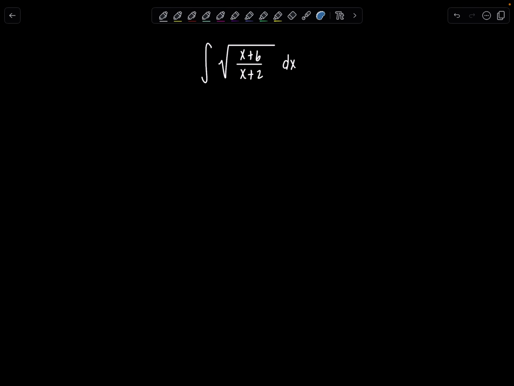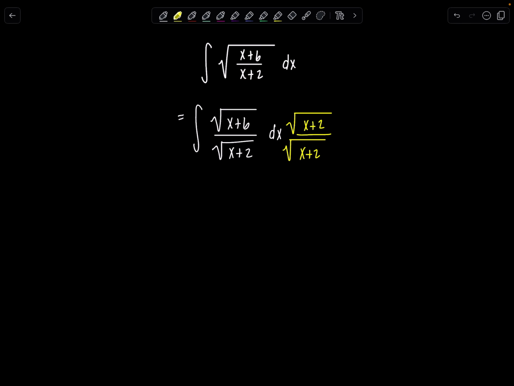So here's my response. Okay, in order to get the ball rolling, the first thing I did was split the radical between the numerator and denominator. That's totally legal. We can rewrite this as square root of x plus 6 over square root of x plus 2 dx. And then I decided to go ahead and rationalize the denominator. So I multiplied by square root of x plus 2. You probably could have rationalized the numerator as well. It doesn't really make a difference.